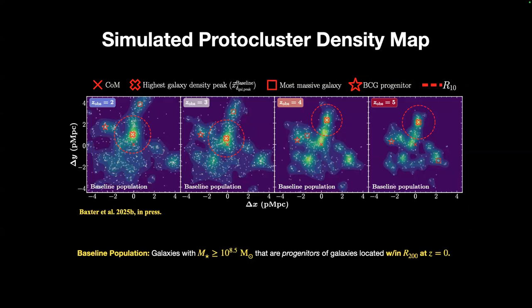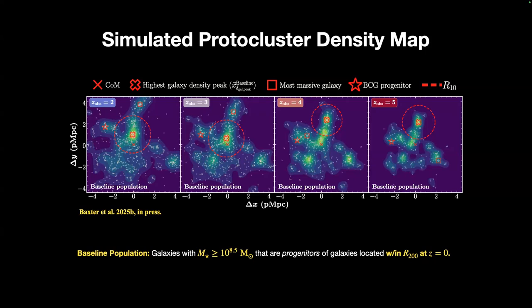And then the different symbols here are different places. This is the center of mass. This is the highest galaxy density peak. So if you just count up all the galaxies, there's the highest galaxy density peak. This is the location of the most massive galaxy, which you'll notice is not the highest galaxy density peak. And this is the location of the BCG progenitor, which is also not the highest galaxy density peak. And then this is showing where all of those are at each redshift. And again, this is showing you R10, so that scale of the core, but I'm putting quotes around that.